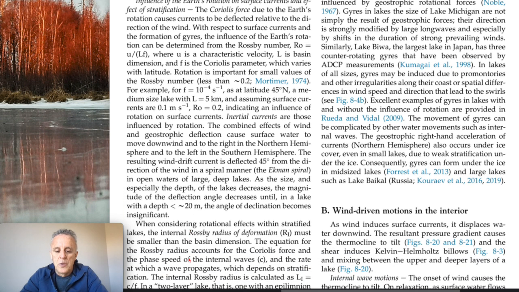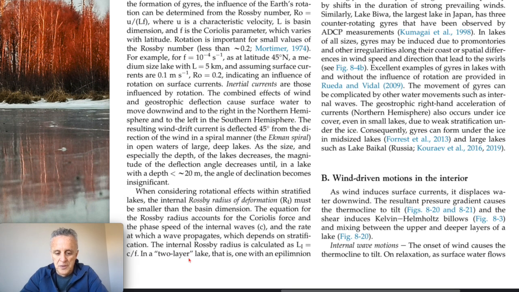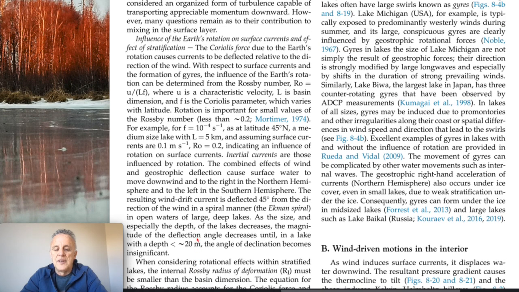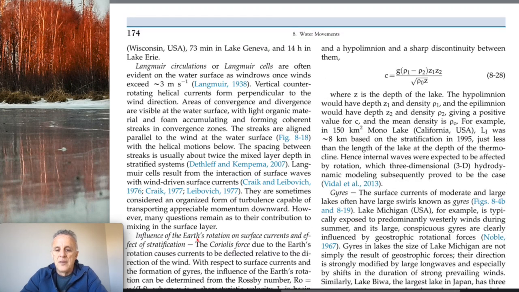When considering rotational effects within stratified lakes, the internal Rossby radius of deformation, Ri, must be smaller than the basin dimension. The equation for the Rossby radius accounts for the Coriolis force and the phase speed of the internal wave, C, the rate at which a wave propagates, which depends on stratification. The internal Rossby radius is calculated as Ri = C / f, in a two-layer lake, that is, one with an epilimnion and a hypolimnion and a sharp discontinuity between them.